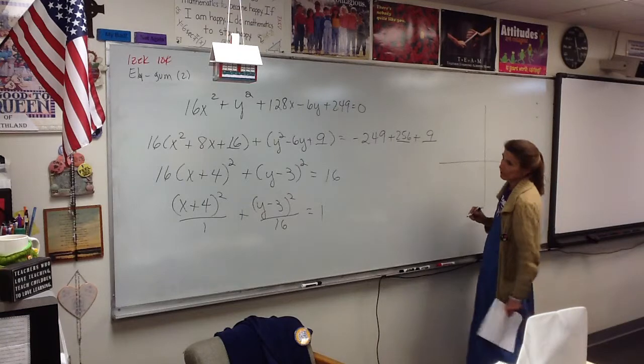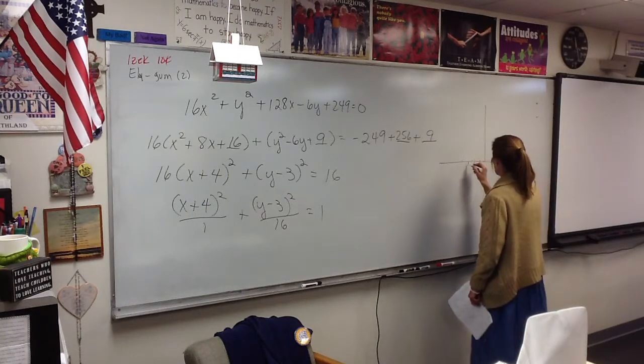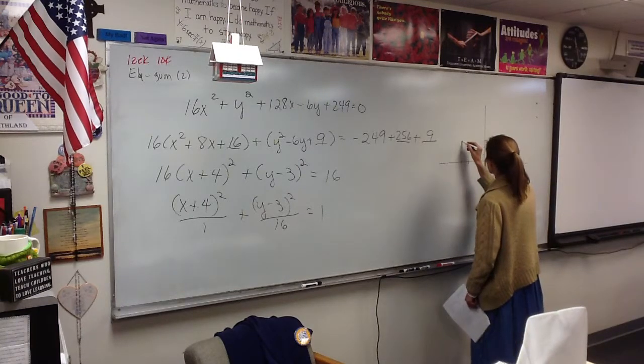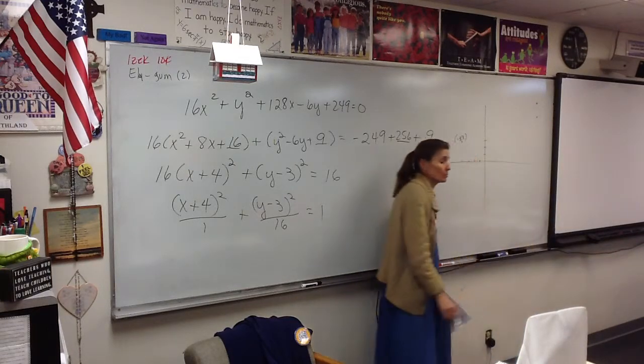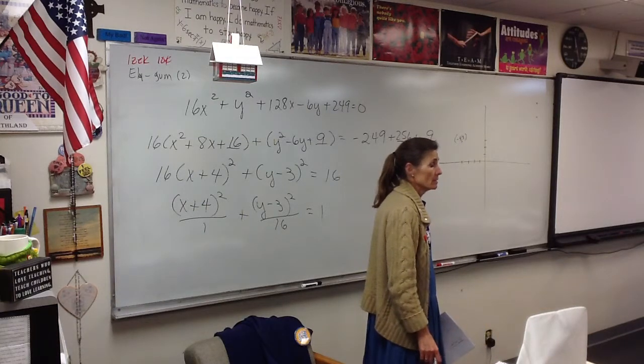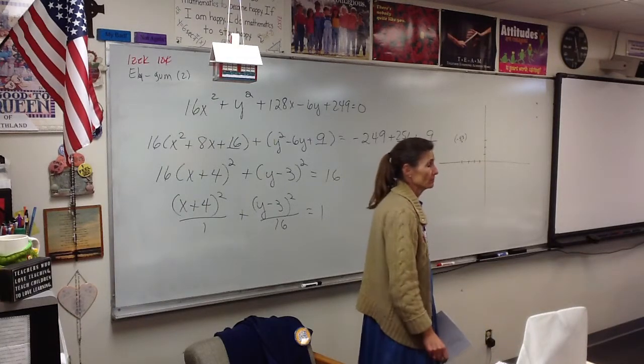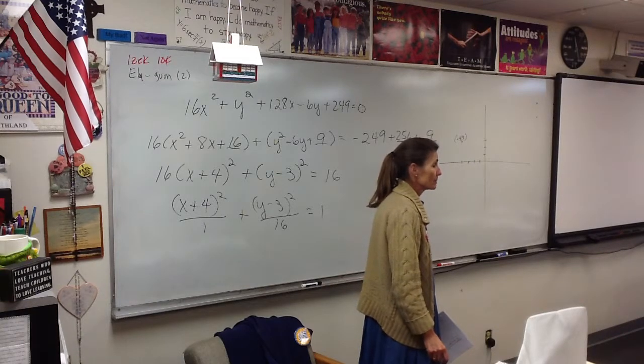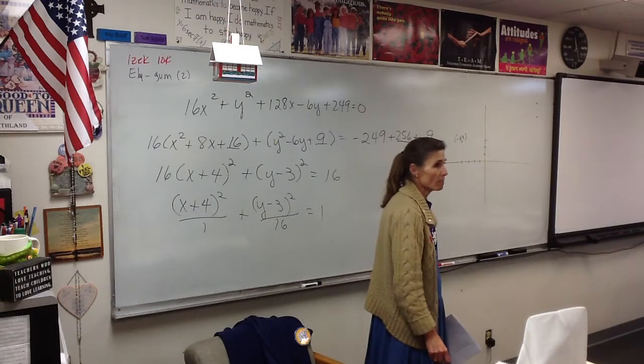Where's its center? Negative 4, 3. So we're going to write that in the blank that says center. You're going to write negative 4, 3. I am not grading your picture. Okay? Your picture is yours. You don't even need to draw a picture if you don't want to.